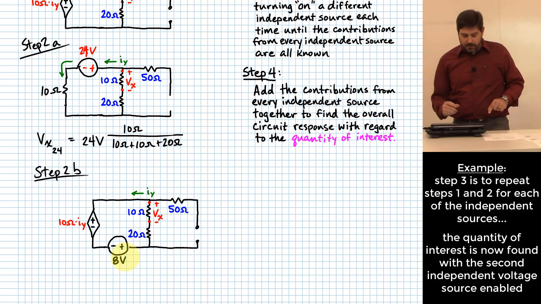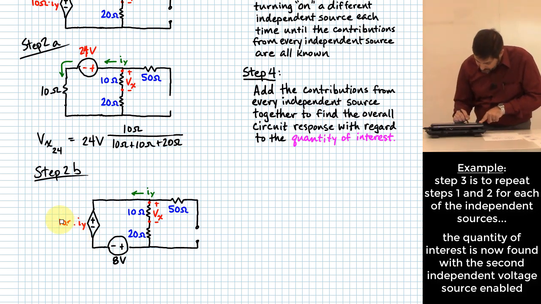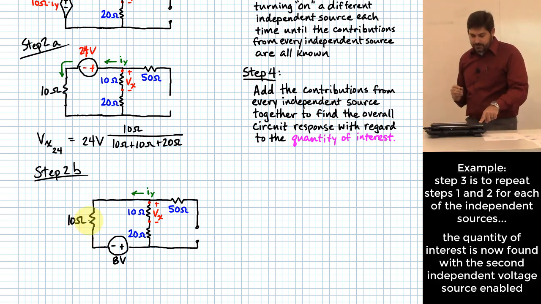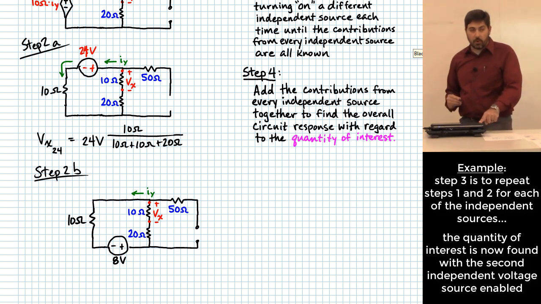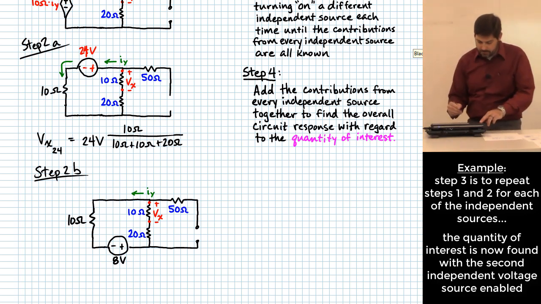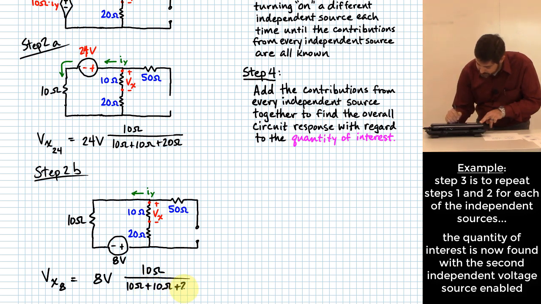Now, is anything different with respect to this dependent source over here? Or does it work the same way as it did last time? Works the same way. So that really isn't different than a resistor that has a value of 10 ohms. Okay, so with step 2b, what is going to be Vx that the 8 volt source contributes? 8 volts times 10 ohms over the sum of 10 ohms plus 10 ohms plus 20 ohms.